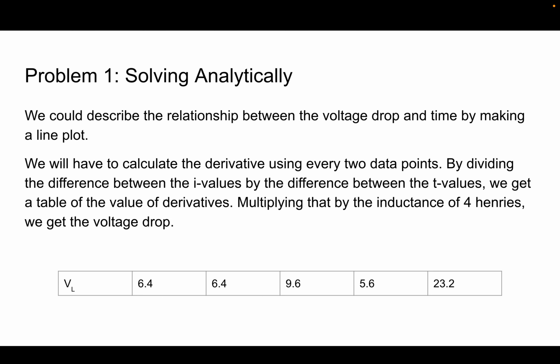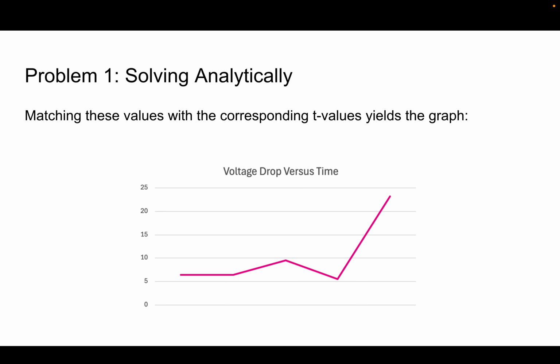We can describe the relationship between voltage drop and time by making a line plot, but before doing so, we will calculate the derivative using rise over run and multiply that by the inductance of 4 henries. Matching these values with the corresponding t values yields this graph.